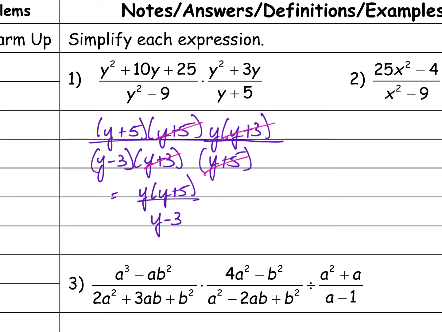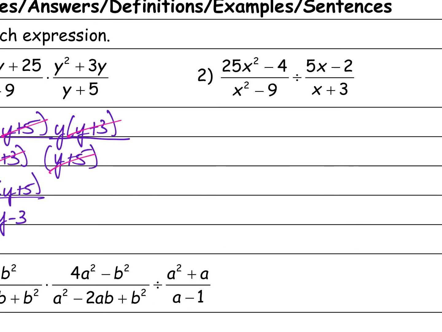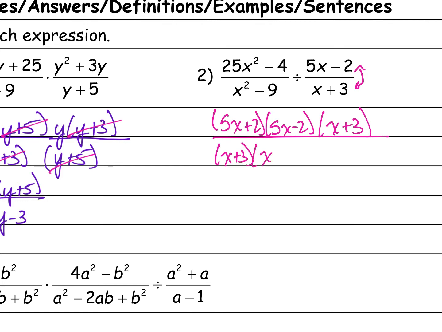The second one, let's see, move this over. Again, I'm just going to factor, and it's a divide problem, so I'm not only going to factor, I'm going to flip this. And the top factors to 5x plus 2 times 5x minus 2. And then I have an x plus 3 because I flipped the second one. And the bottom is x plus 3 over x minus 3 and 5x minus 2. If I make ones, I've got a 1 there and a 1 there. So my answer is going to be 5x plus 2 over x minus 3.